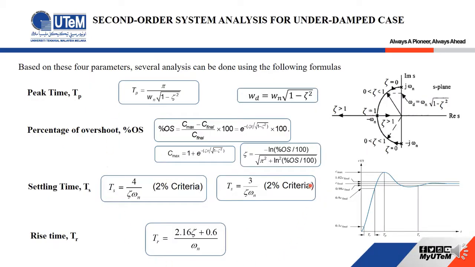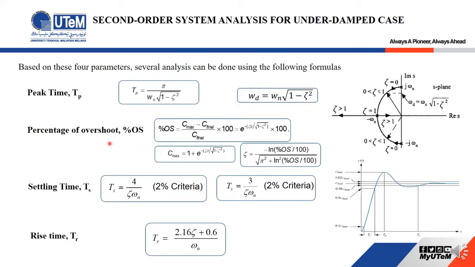These are the formulas that we can use to calculate Tr, Tp, Ts, and percentage of overshoot. These formulas depend on the values of zeta, omega n, and omega d that we can obtain from the location of the pole on the s-plane. For Tp, peak time, we can use this formula, where Tp is equal to pi divided by omega n times square root of 1 minus zeta squared. This omega n times square root of 1 minus zeta squared is equal to omega d.